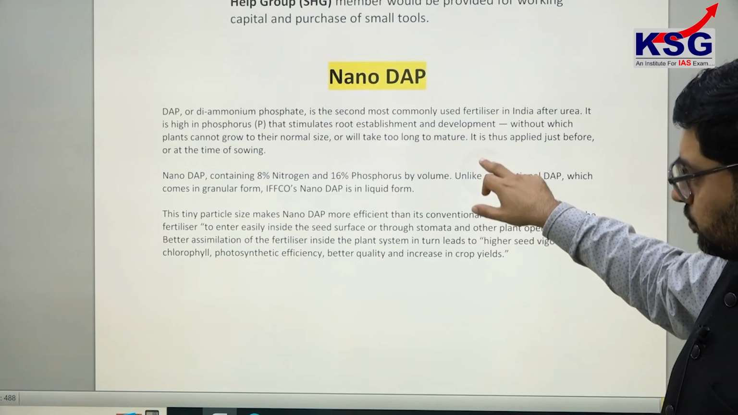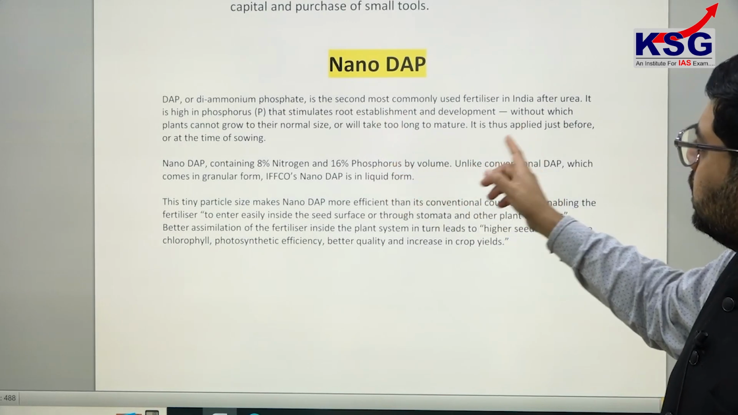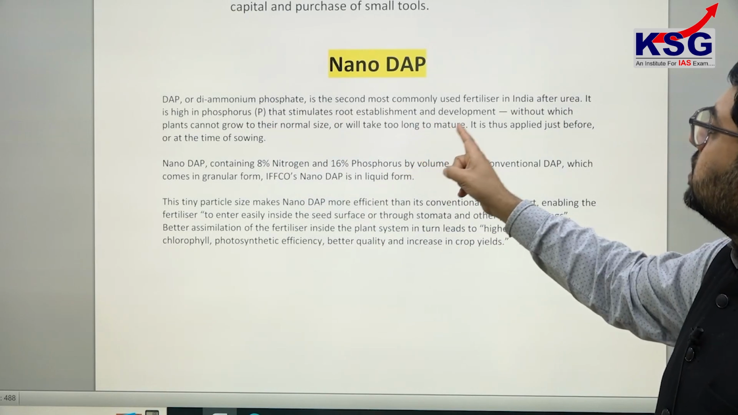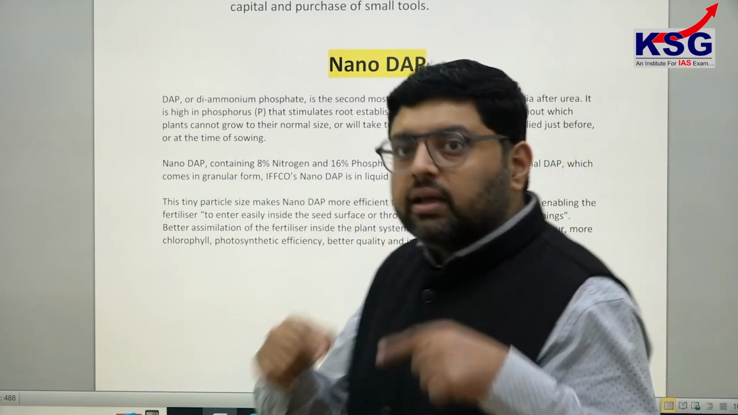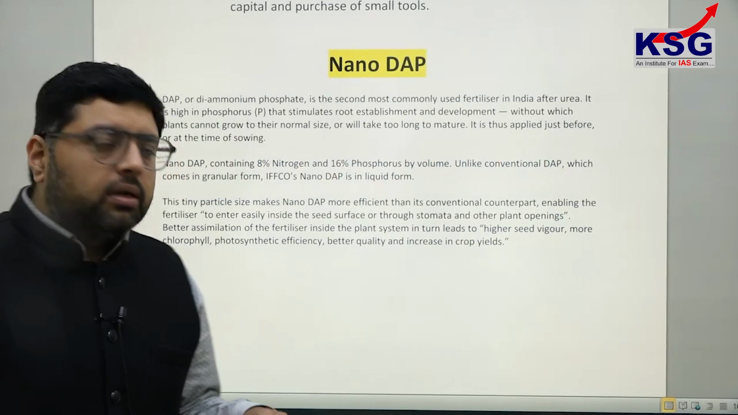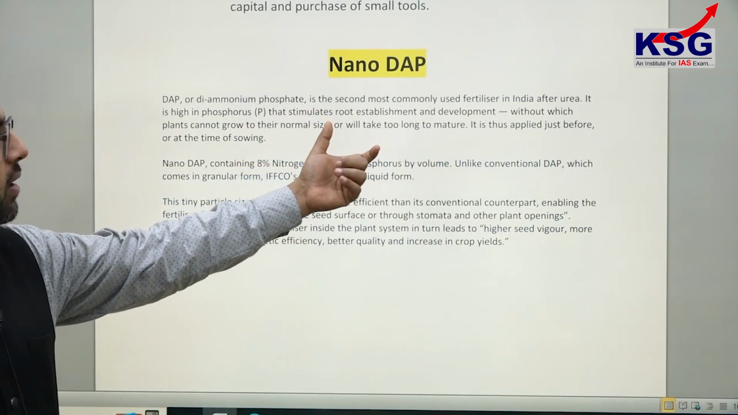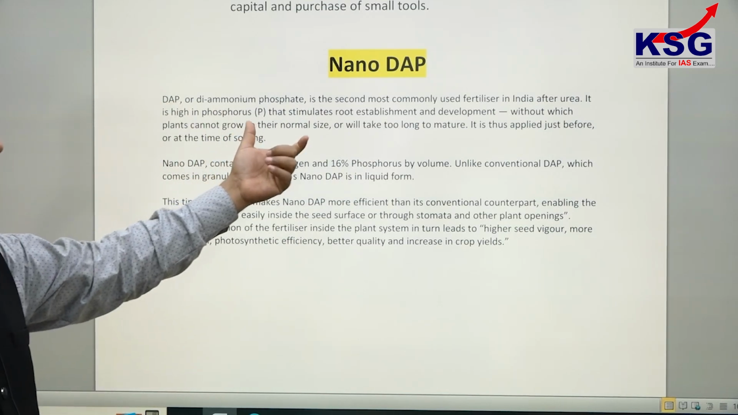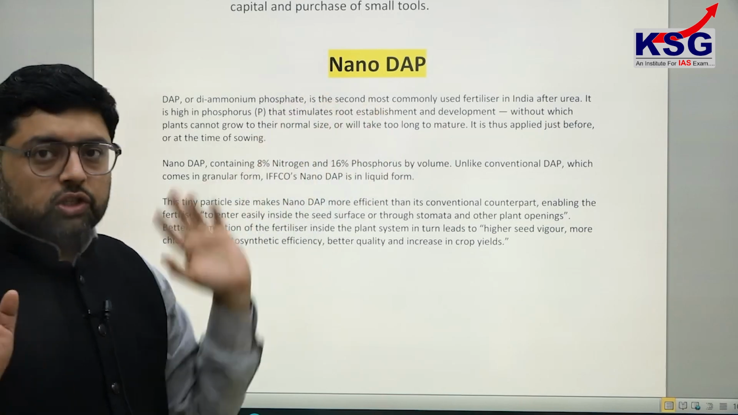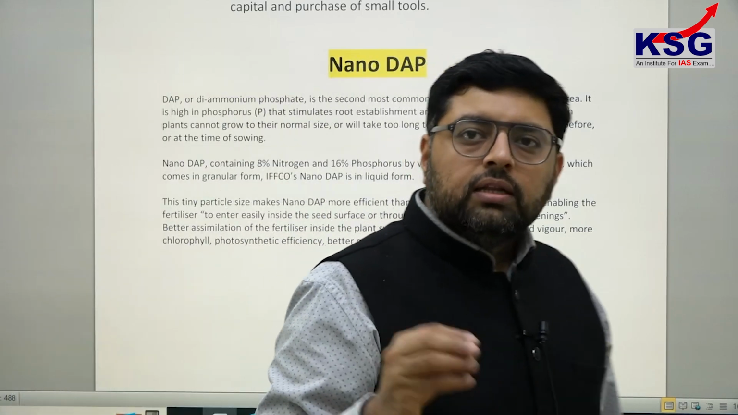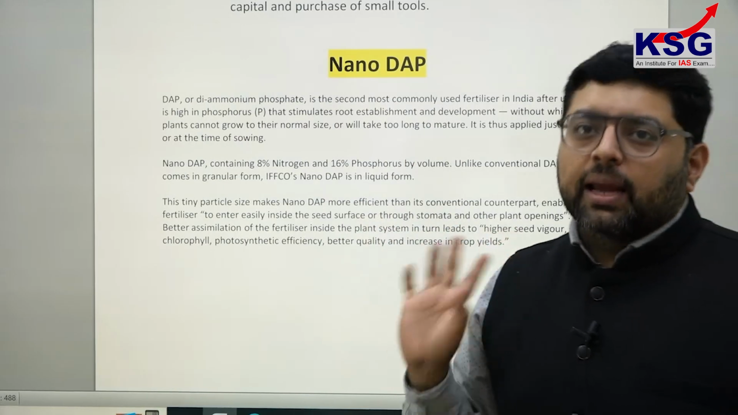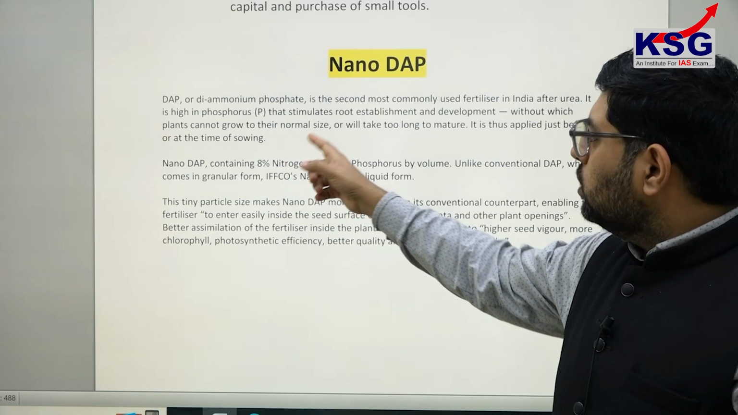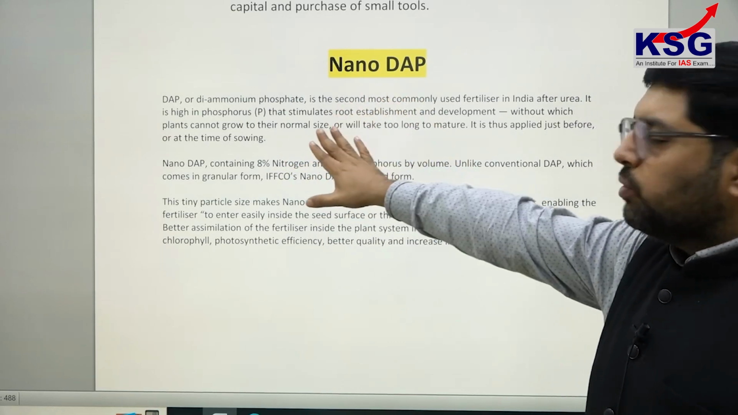It is high in phosphorus, which stimulates root establishment and development. Phosphorus is needed for root development, without which a plant cannot grow to its normal size, or will take too long to mature. So if you do not put phosphorus, the plant will still grow, but it will take time, and ultimately it cannot grow to the normal size. That is why you need phosphorus.